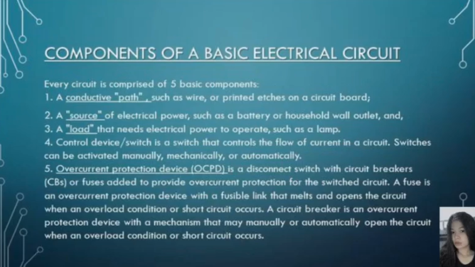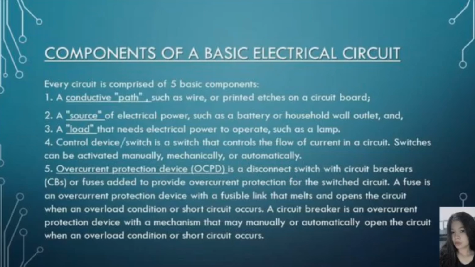Components of a basic electrical circuit. Every circuit is comprised of 5 basic components. Number 1. A conductive path such as wire or printed etches on a circuit board. 2. A source of electrical power such as a battery or household wall outlet. And number 3. A load that needs electrical power to operate, such as a lamp. 4. Control device. A switch controls the flow of current in a circuit. Switches can be activated manually, mechanically, or automatically.